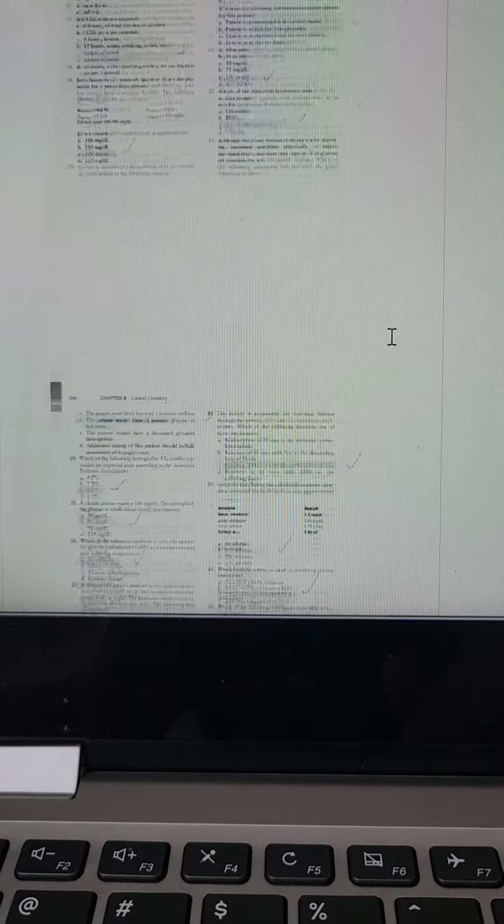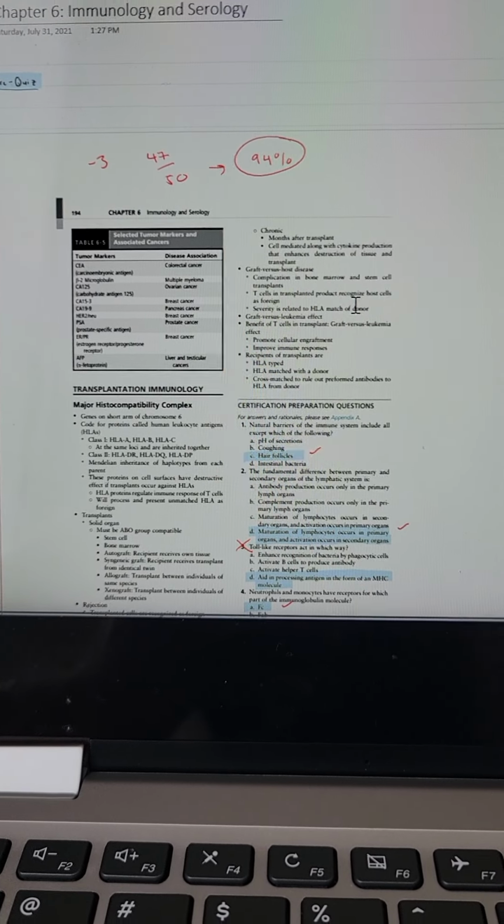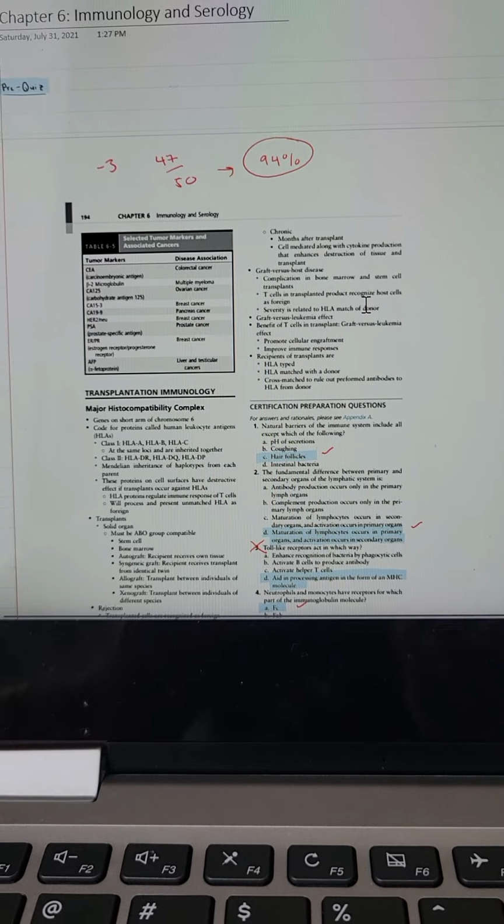My post quiz and my test evaluation at the end. Following that was immunology and serology. Of course, again, let me scroll to the top. This one was due August 1st, 2021.